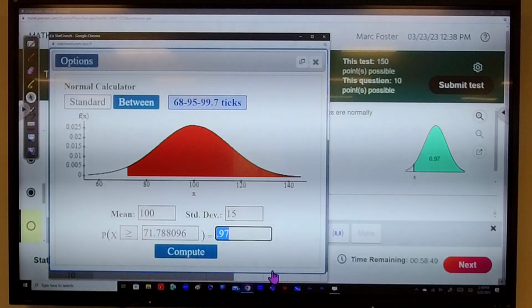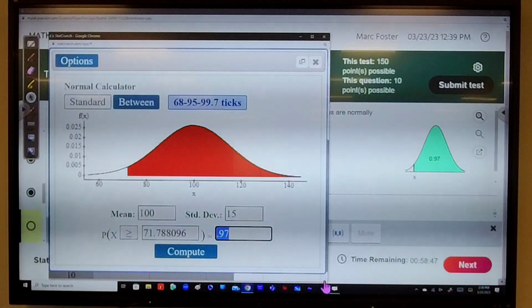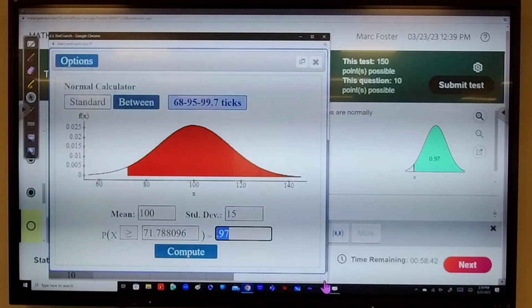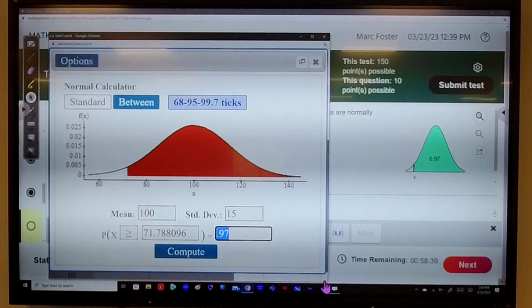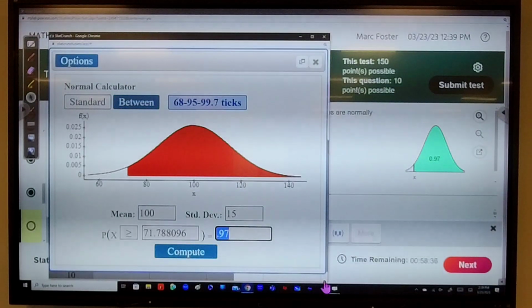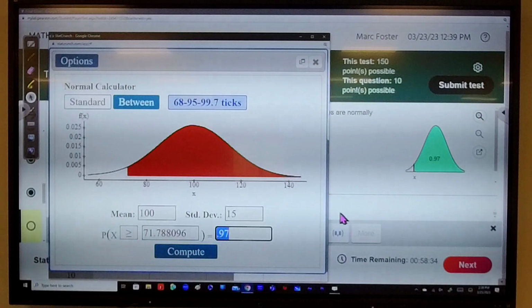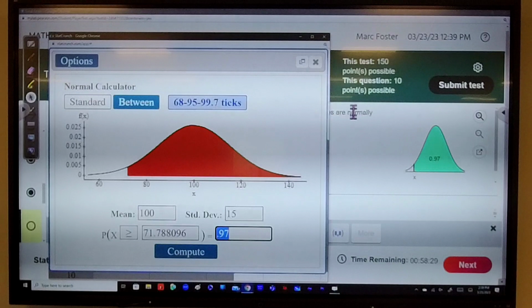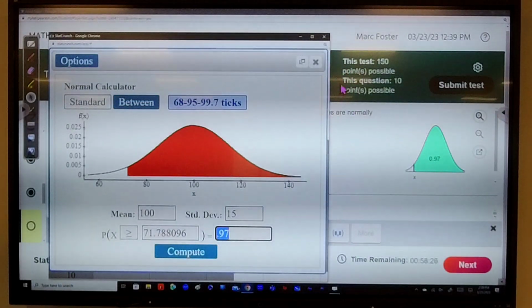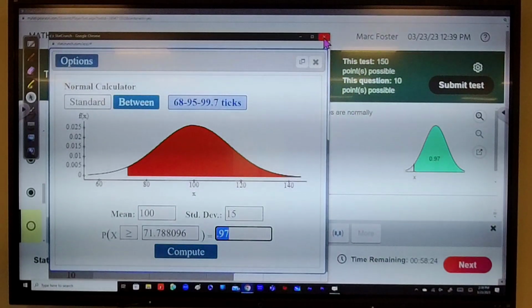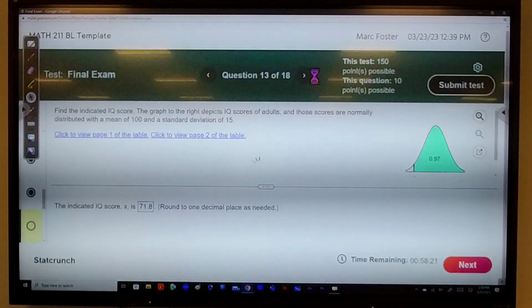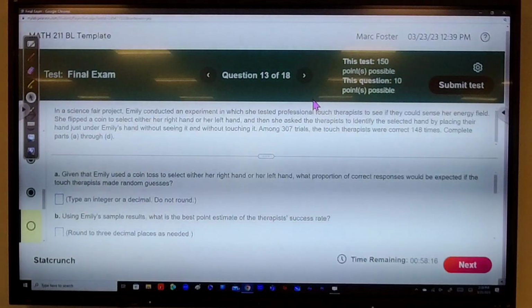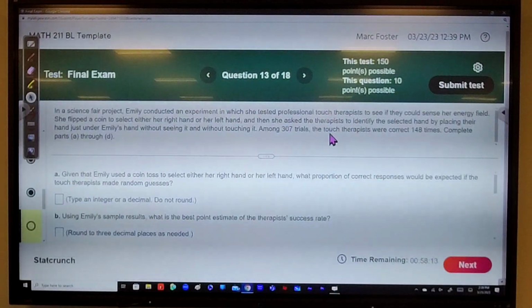My computer's just loading. Still loaded? Is it froze? Here we have Emily's experiment with psychics.